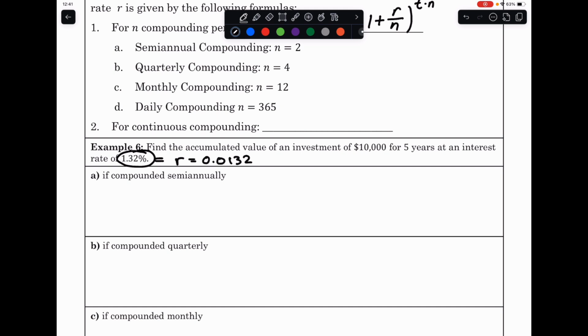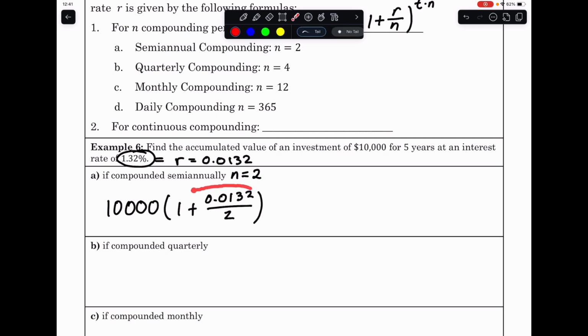So to figure out compounding semi-annually, I'm simply going to take the $10,000 that I start off with and multiply it by 1 plus this interest rate, 0.0132, divided by 2, because I want this interest rate to be compounded twice in a year. So I'm going to divide it into 2 parts, one for the first time and an equal part for the second time. Now I want to multiply these $10,000 by this interest rate again for 5 years, so I'm going to raise this to the 5th power.